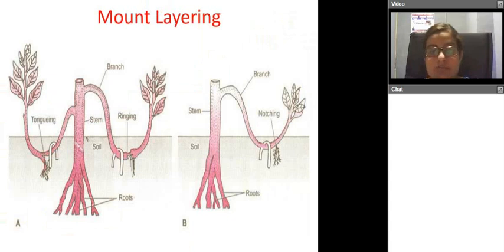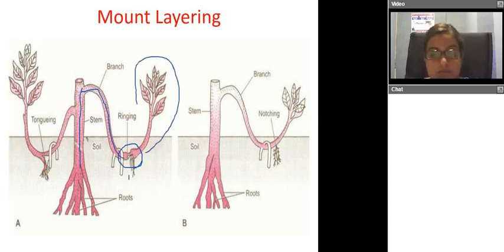Next is the process of mound layering. What happens in this process is this is the main stem of the plant. One of its branches is bent and inserted inside the soil. It is then ringed over here. Okay? Adventitious roots develop over here. A new plant can be seen growing from this ringed portion.